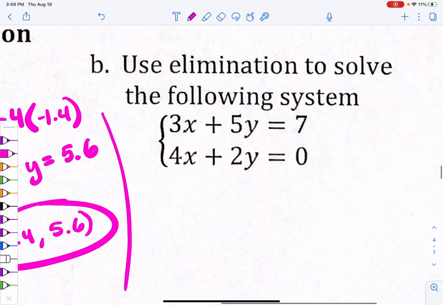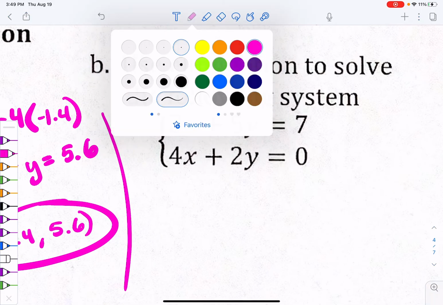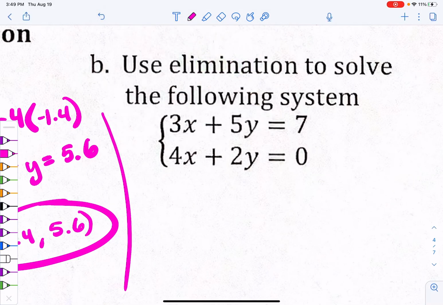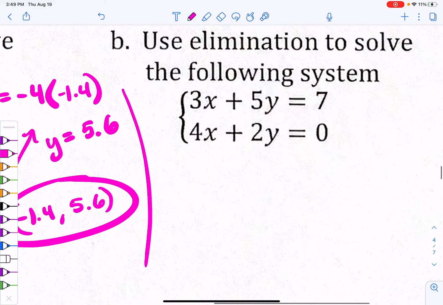Part B, use elimination to solve the following. So here we want to decide whether we want to eliminate x or eliminate y. Sometimes it will be evident that one is easier than the other, but in this case, you know, we can use either one or eliminate either one. Let's go ahead and eliminate the x's.